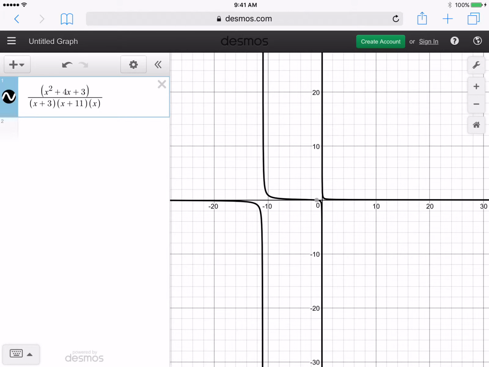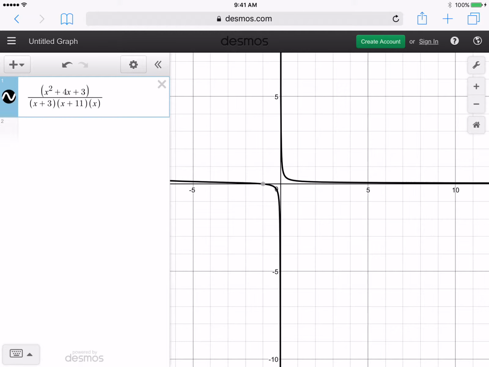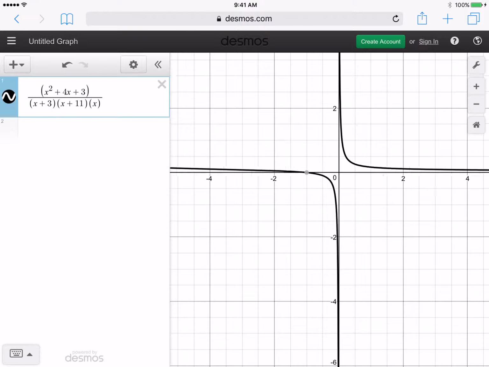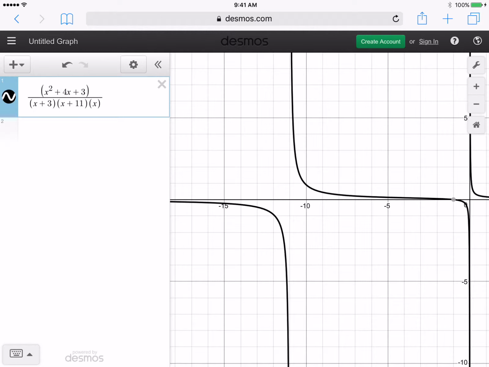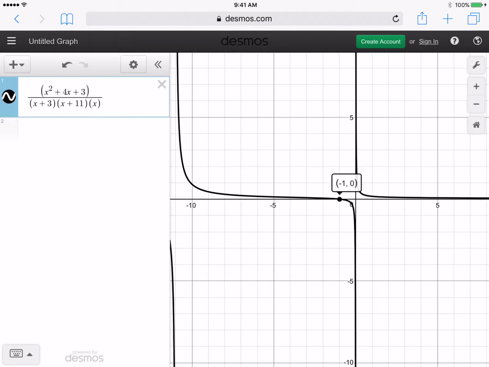So here's a graph of that. As you can see, when x equals 0, you have a vertical asymptote. When x equals negative 11, you have a vertical asymptote. But when x equals negative 3, let's see, we just passed it. Yeah, negative 3 leaves a little hole on the graph itself. So that's our little review of the vertical asymptote.